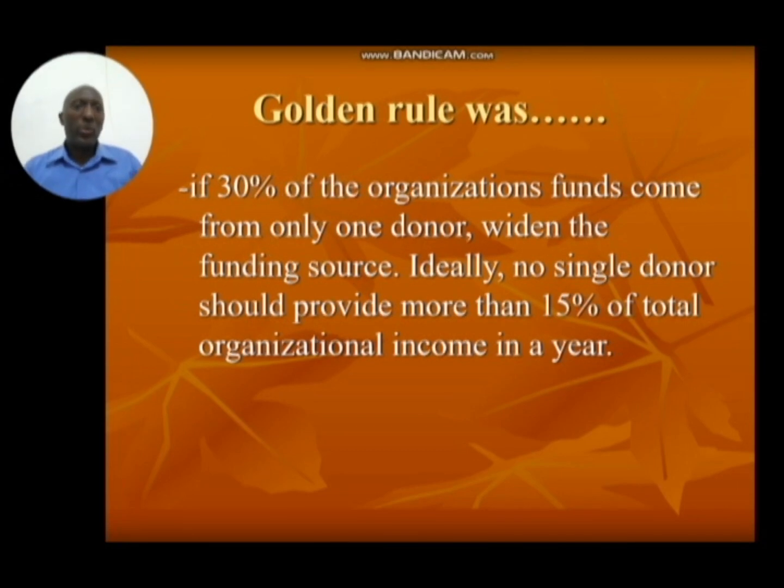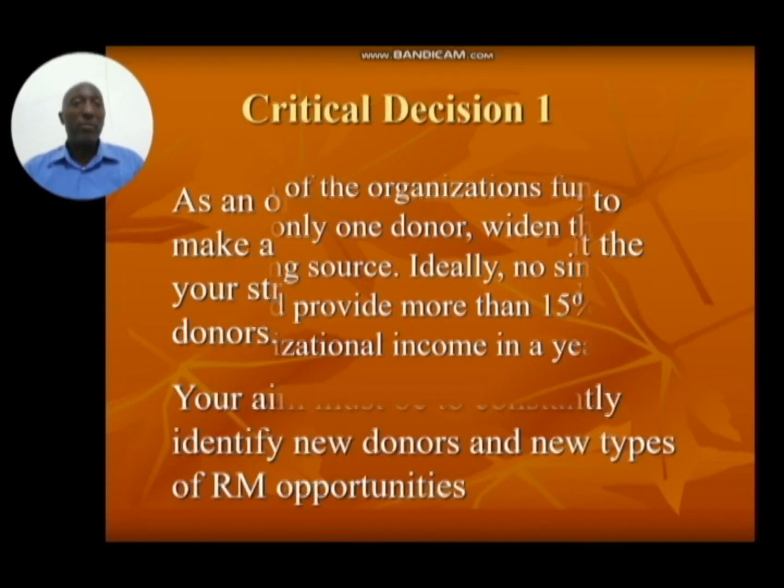One of the things you should consider, the golden rule, is that if 30% of the organization's funds come from only one donor, then there's a need to worry. You need to widen the funding source. Ideally, no single donor should provide more than 15% of the total organization income in a year. No organization is safe when they have only one donor. For example, if that donor decides to stop, the organization will close up, many people would lose jobs, and the beneficiaries will not benefit from what the organization was providing. So that's why we need to do donor management.